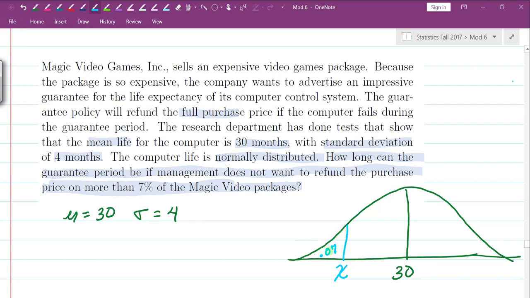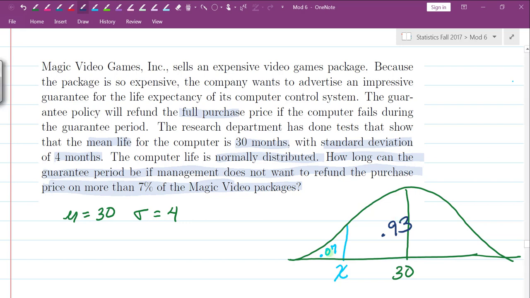So we want success to be 0.93, because 0.93 plus 0.07 is 1, right? So that accounts for 100% of the computers that are packages that are published. So we want 93% of the people to never have to access their refund, or to have a problem in this warranty time. So how do we find this?